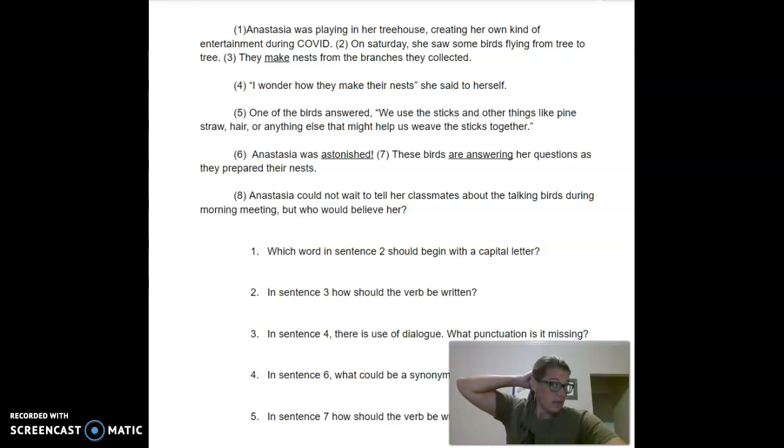Good morning, guys. Today we're going to look at some grammar. It's grammar that you're going to be seeing again. Some we've already talked about, so I just want to make sure that it's kind of fresh on your mind.